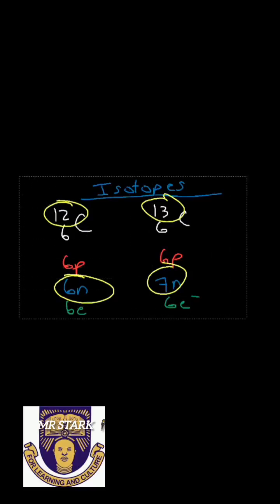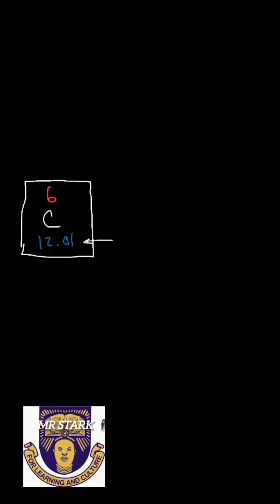Now, if we check out the symbol for carbon, and if you look at the periodic table, you'll see a 6 above it, and below it 12.01. This number is not exactly 12. Why is that? Why is it 12.01 and not 12? This number is really called the average atomic mass. Why is it called the average atomic mass and not simply the atomic mass?